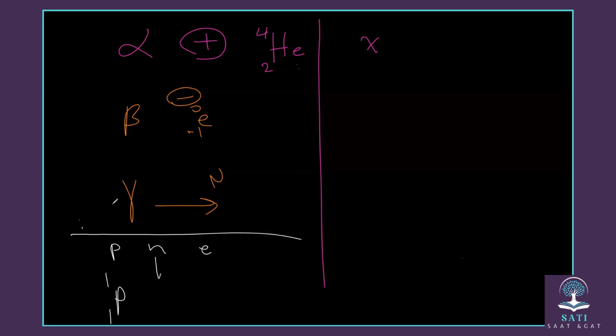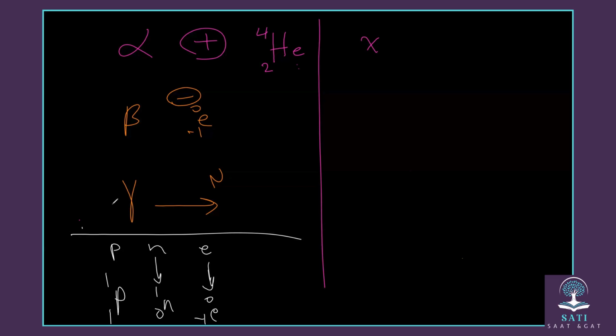Okay, what about neutron? Neutron, as we know, is not calculated in atomic number. So that means it has 0 atomic number, but it is calculated in mass. So it has atomic mass 1. Okay, what about electron? Electron has 0 atomic mass, and it has -1 for the atomic number.